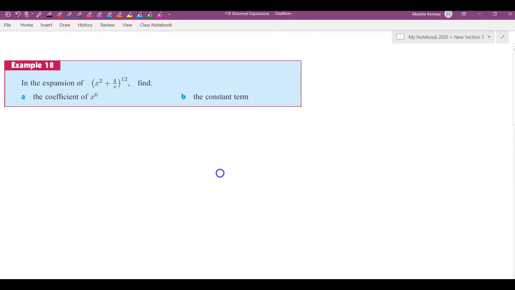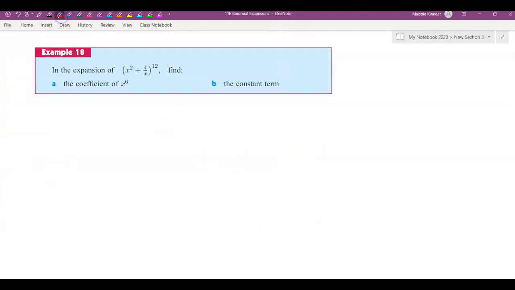This example is a little bit harder, but the principles are still the same. So we're going to have term r plus 1 is equal to n on r, a to the power of n take r, and b to the r. And in this case, our n value is 12. We can see that from the question because the power is 12. Our a value is x squared and our b value is 4 on x.